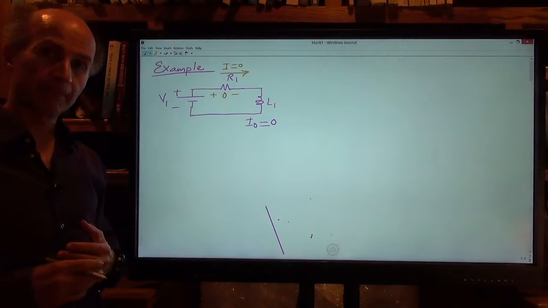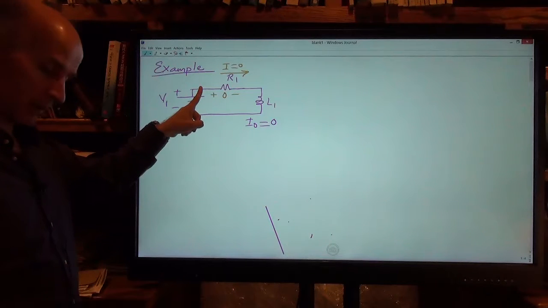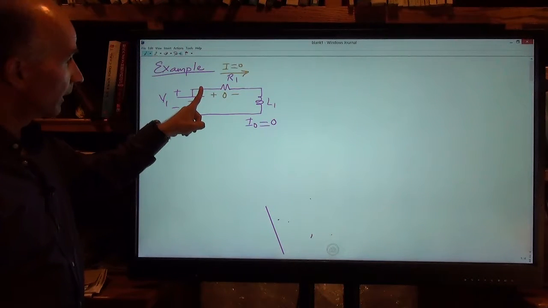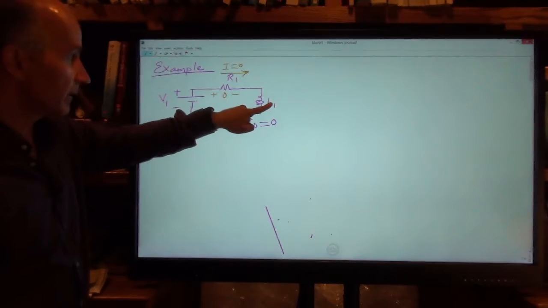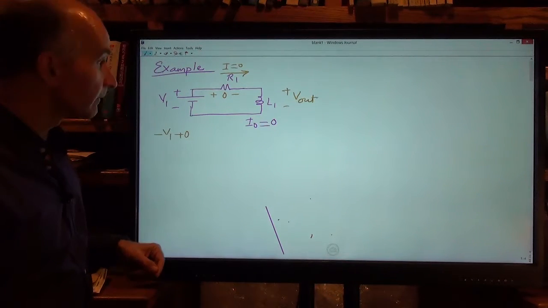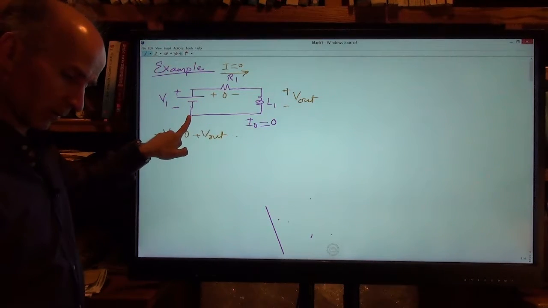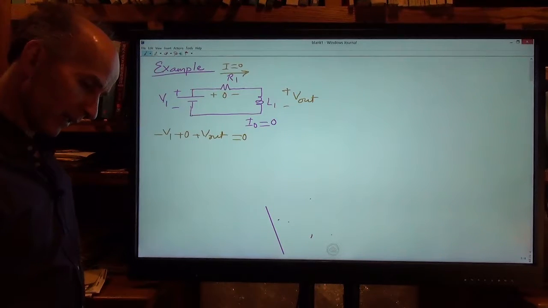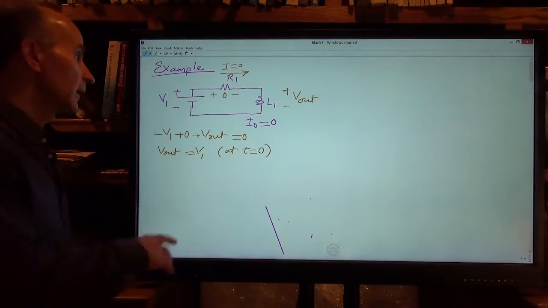Okay, then how much is this voltage? Do we know at time 0? Just when we start the circuit? Well, if you write the KVL, you write minus V1 plus this voltage, which is 0, plus this voltage, let's call this a voltage V out, plus V out, going back to the same point, equals 0. So that says that V out is equal to V1 at t equals 0. Okay, so this voltage appears here.